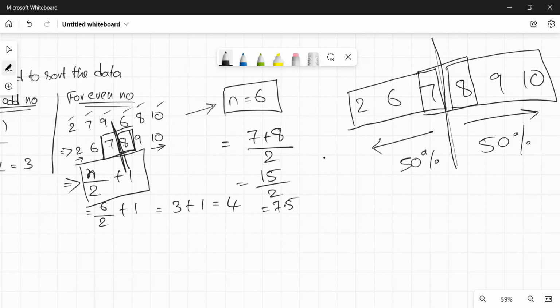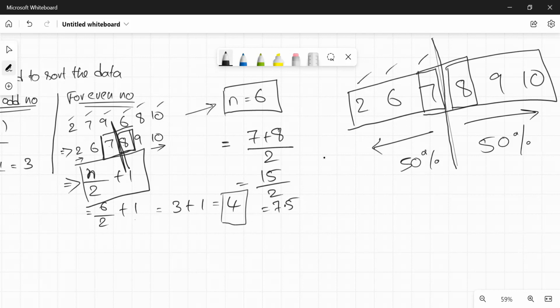See here, when you solve here, what did you get? 6 by 2 plus 1, that is 6 by 2 is nothing but 3, plus 1 is nothing but 4. So you need to look at the fourth position. Just go here: 1, 2, 3. Up till here, we have already reached the third position, right? And if you want to look at the fourth position, what is the fourth position here? The fourth position lies in between these two, right?